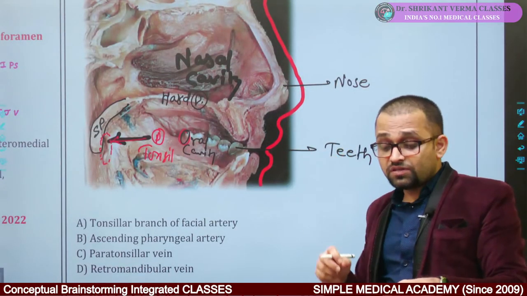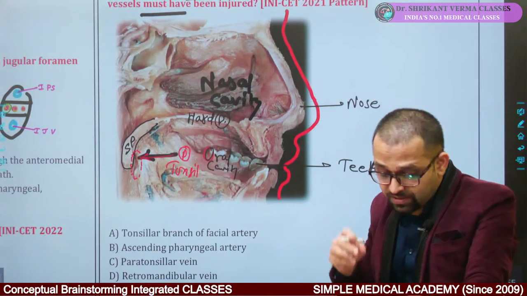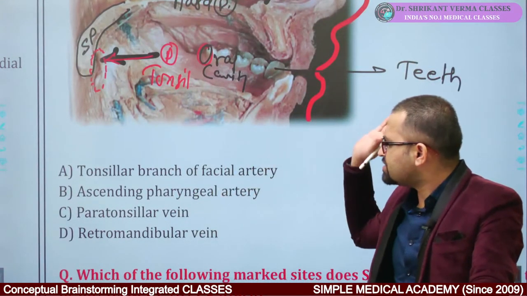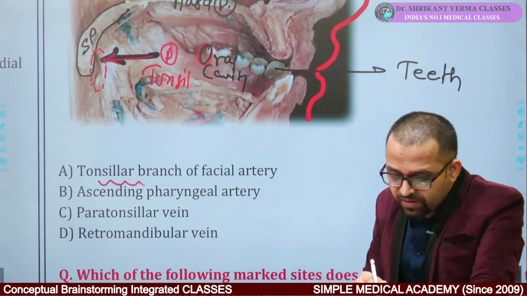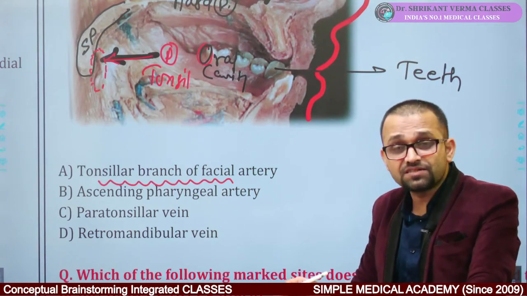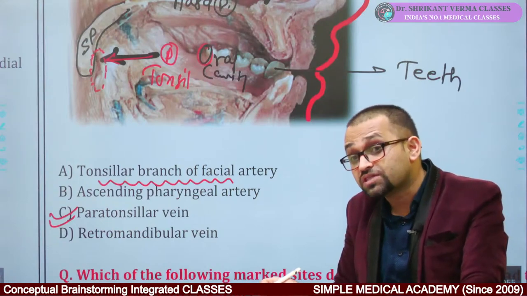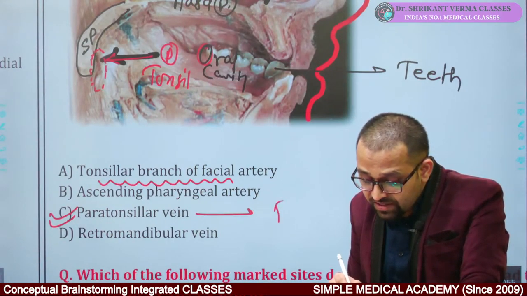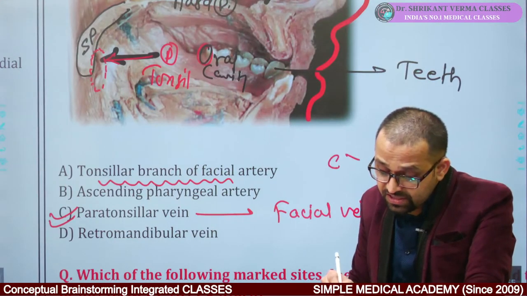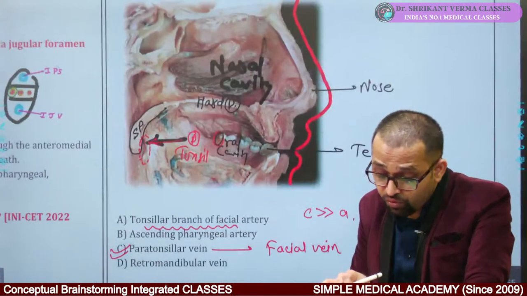Now, tell me, there is the bleeding, an ENT question. When we do the tonsillar surgery, which is the main structure supplying the tonsil? Yes, you will say artery. There are many arteries. The main artery is the tonsillar branch of the facial artery. But remember, veins are superficial. Yes, A is correct, but the best answer is the paratonsillar vein. This paratonsillar vein drains into the facial vein. So C is a better answer than A, because veins are superficial, and their injury is more common.